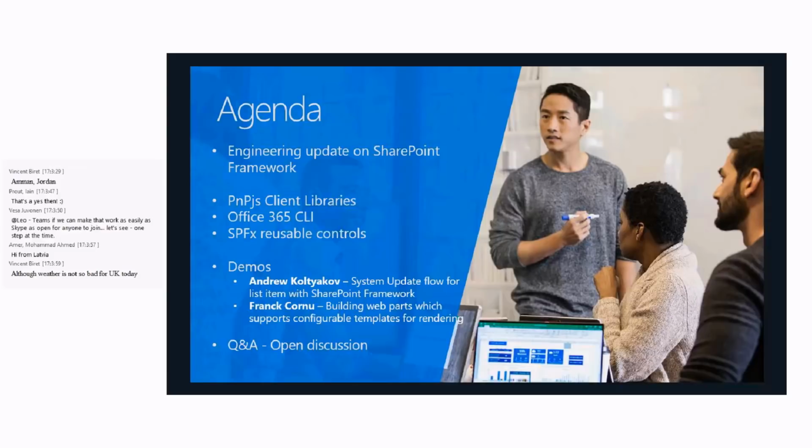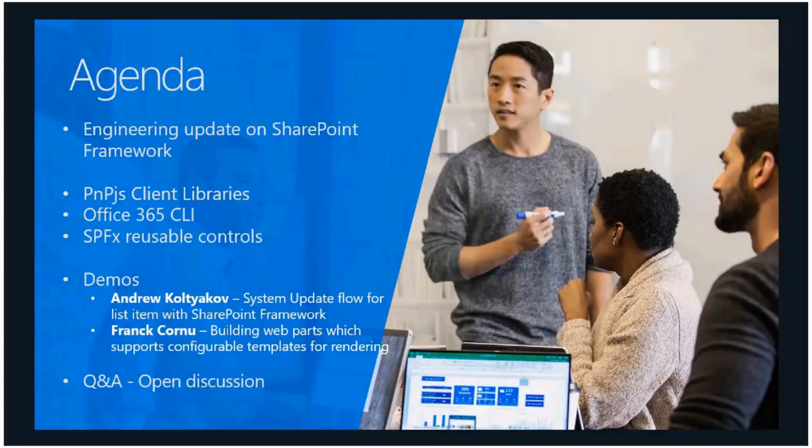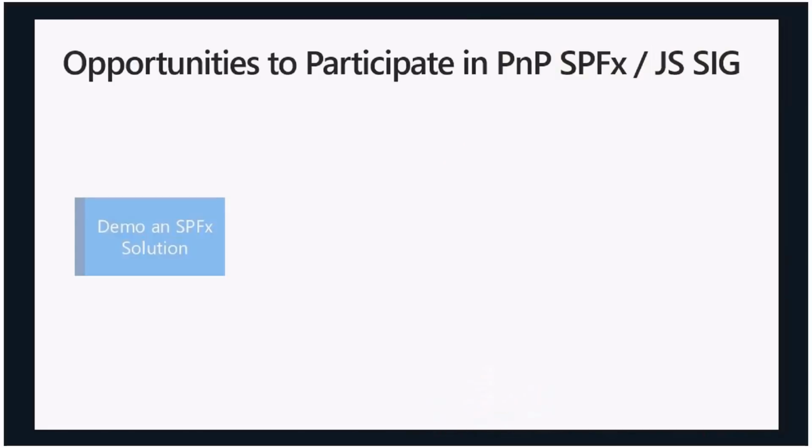We have, as always, the engineering update for SharePoint Framework. We have an update on the PnP JS client libraries, an update on the Office 365 CLI, an SPFx Reusable Controls update, and then, like I said, two great demos, one from Andrew and then one from Frank, the first being SystemUpdate flow for list items with the SharePoint Framework. So that's a very cool way to get your items updated and see how that works. And then Frank's got one on building web parts with configurable templates. So again, another very exciting demo and something to check out. So very excited to see those here later in the call. And then Q&A at the end. We should have time for that at the end of this call with just the two demos.